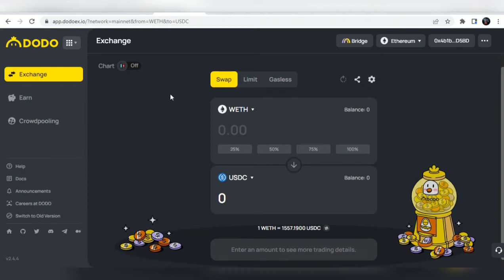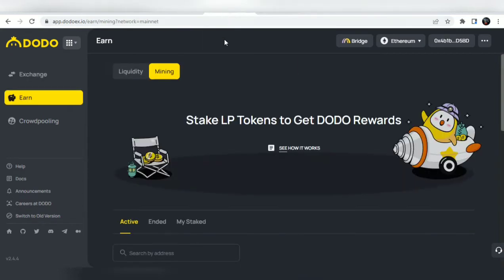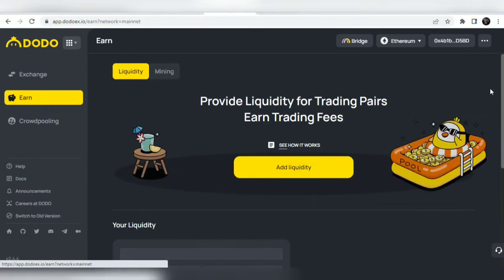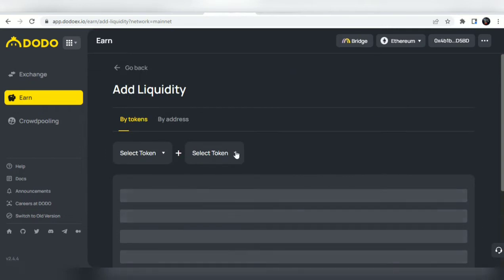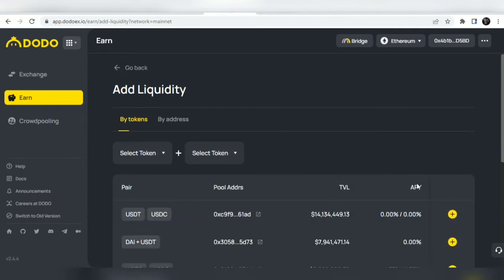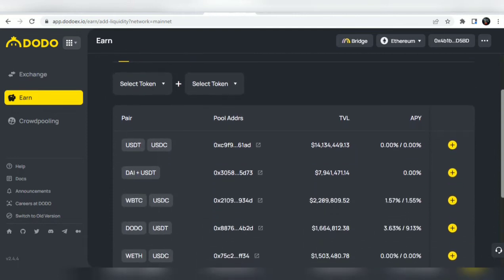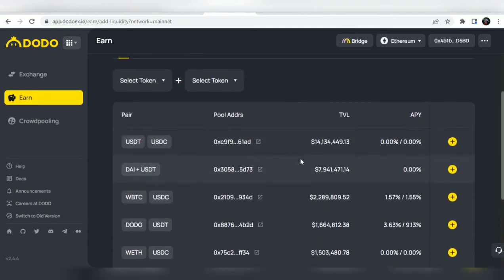So how do you earn with DODO? You can earn in DODO actively in two ways. First of all, you can participate in the liquidity by adding liquidity. You can add liquidity by simply combining a few tokens, and this has the current APY on the tokens available. Add up USDC and get some APY.